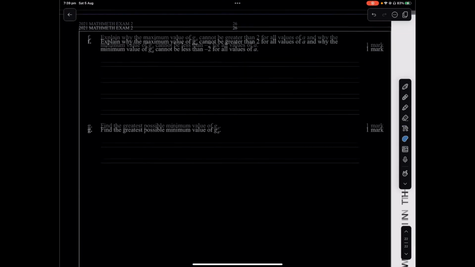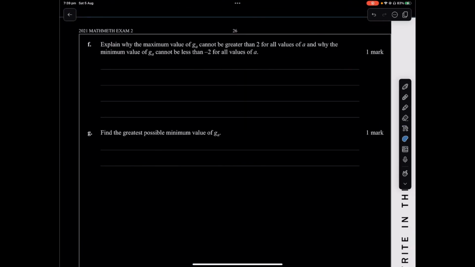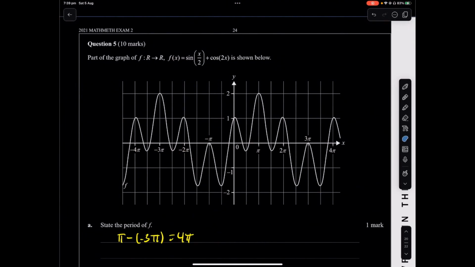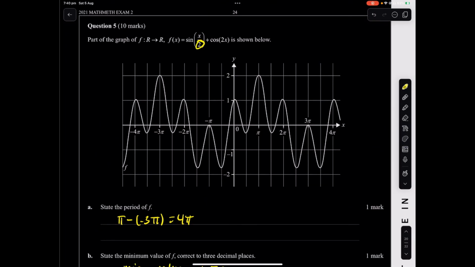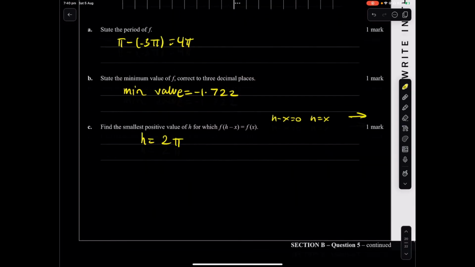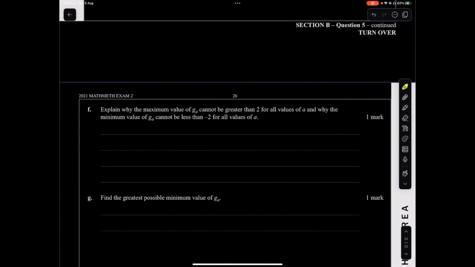Last question. Okay, last 2 questions. These are supposed to be the hard ones, by the way. Explain why the maximum value of g_a cannot be greater than 2 for all values of a, and why the minimum value of g_a cannot be less than negative 2 for all values of a. Here our a value is 2, and we can see negative 2 is over here, and it cannot be greater than 2, though it can equal it.